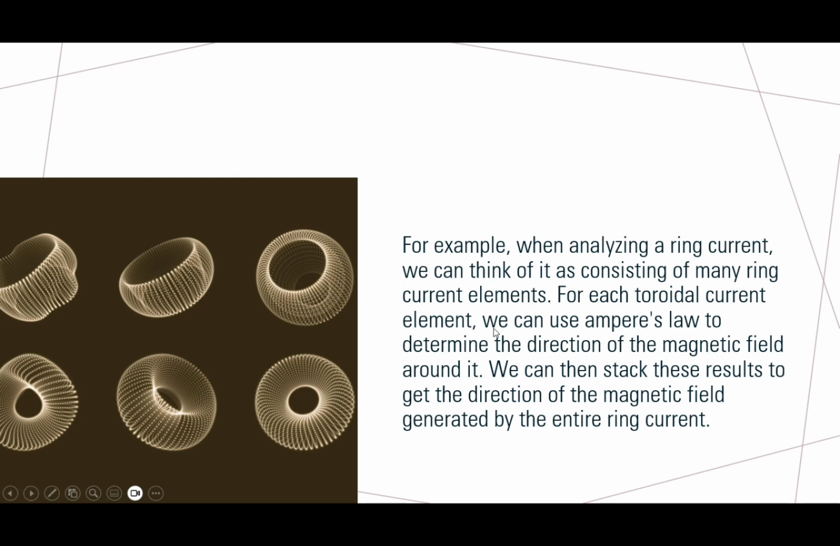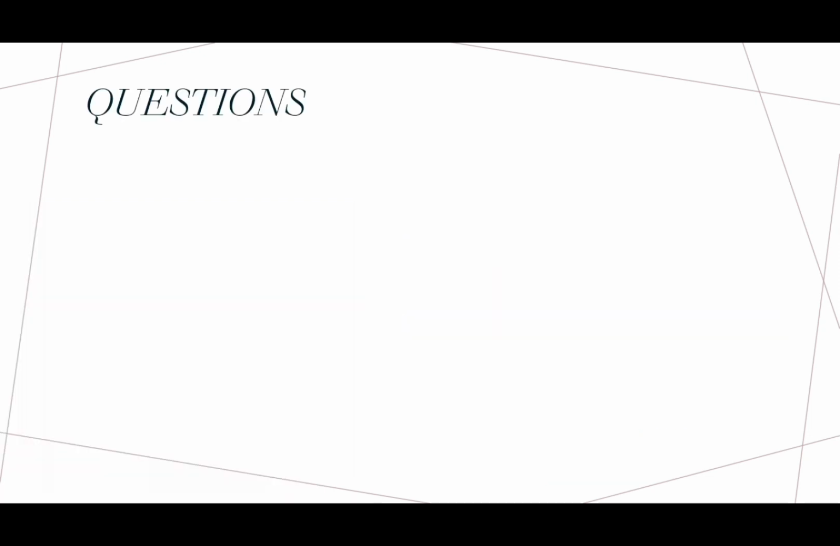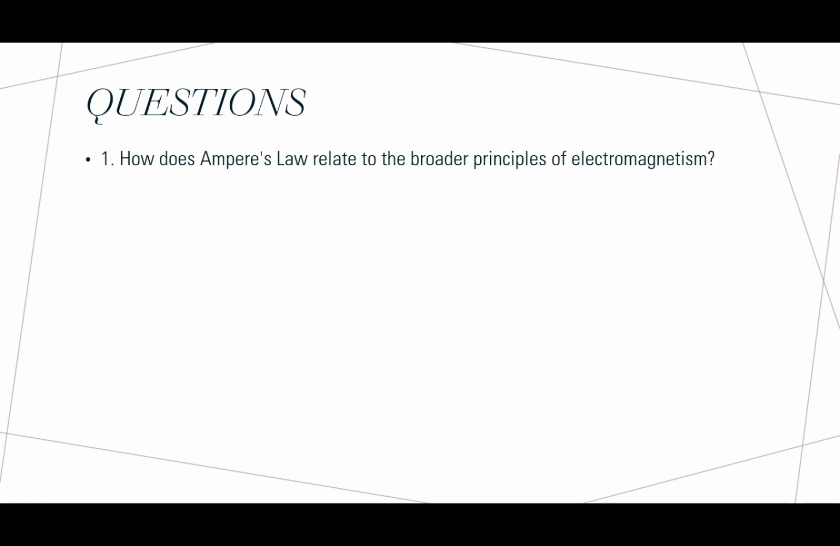And then, for example, when analyzing a ring current, we can think of it as consisting of many ring current elements. For each toroidal current element, we can use Ampere's law to determine the direction of the magnetic field around it. We can then stack these results to get the direction of the magnetic field generated by the entire ring current. Here's some questions. 1. How does Ampere's law relate to the broader principles of electromagnetism?